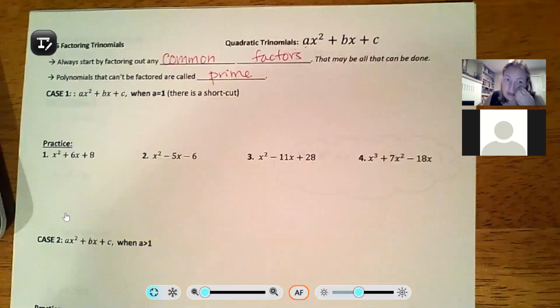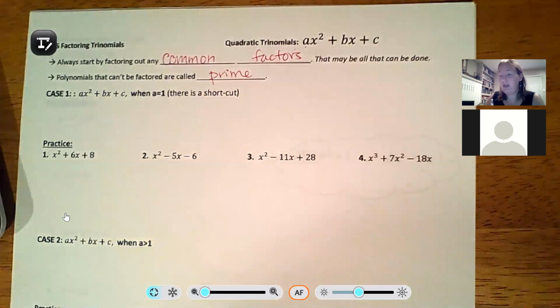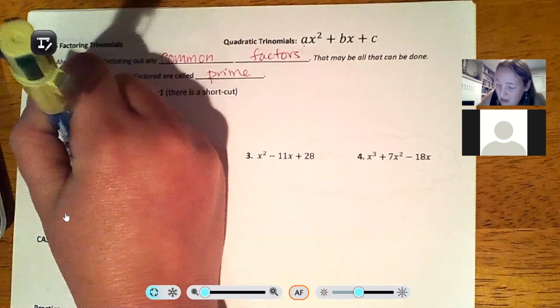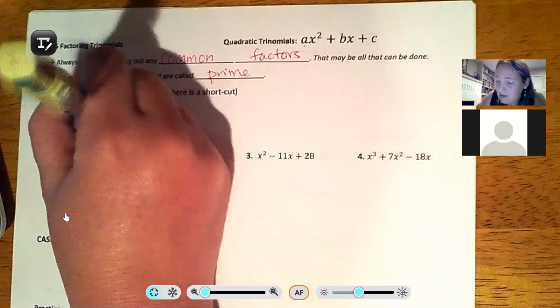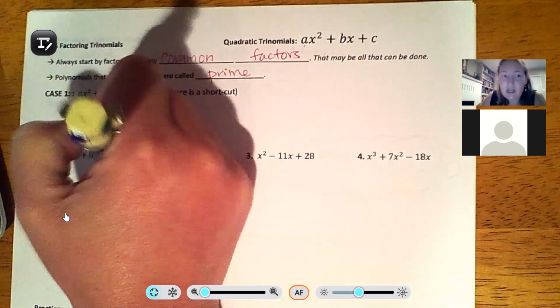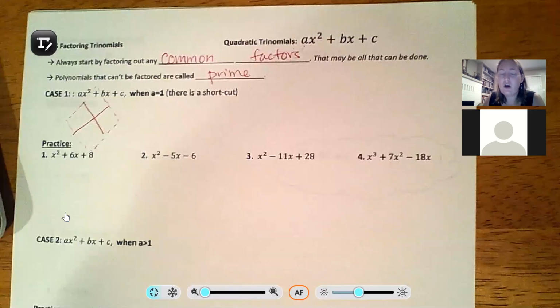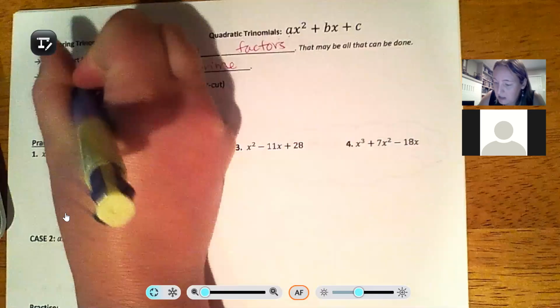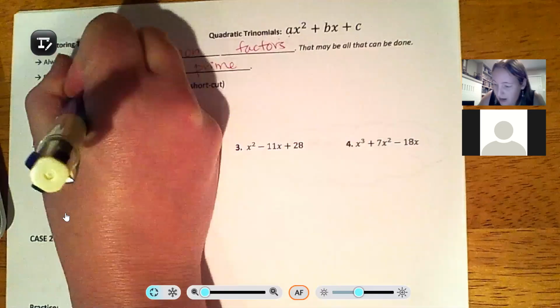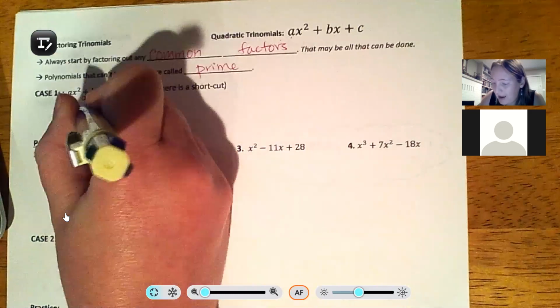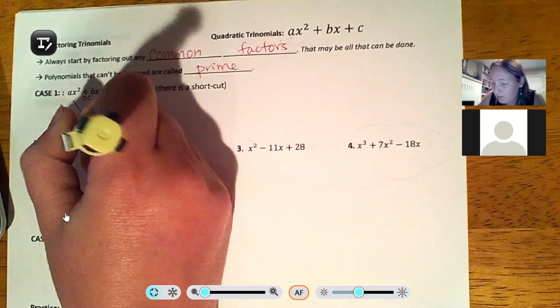So here is kind of the shortcut method, and you're welcome to rewatch this video once you have a pencil and can write it down. A lot of people call it the diamond because you can make a diamond around it. I just don't make the diamond shape. I just do an X. So you can figure out what multiplies to your A times your C value and what adds to your B value.